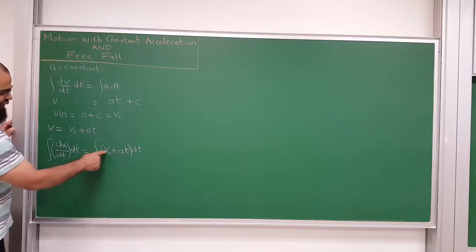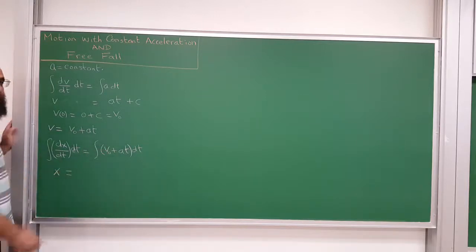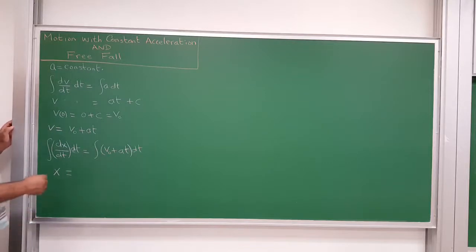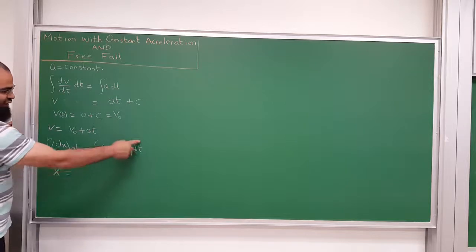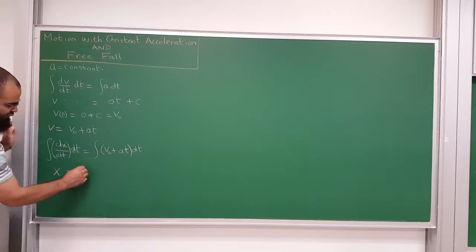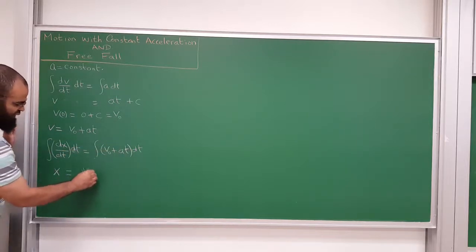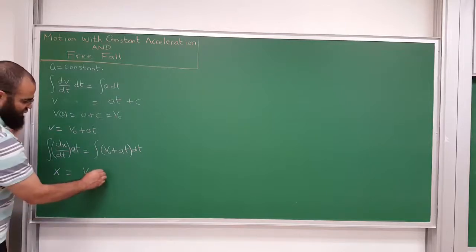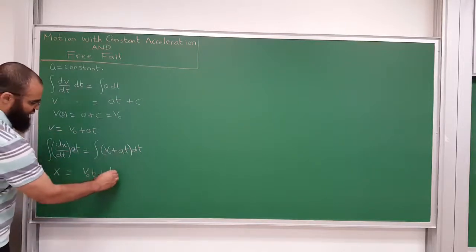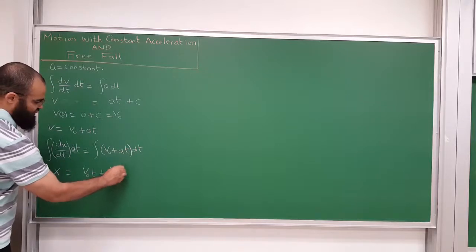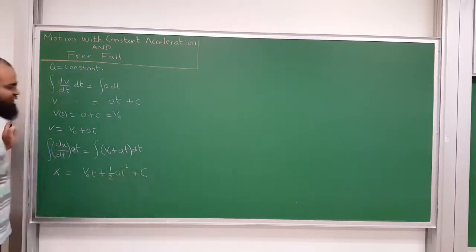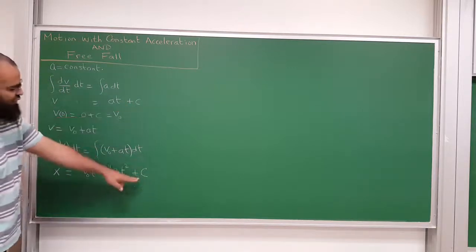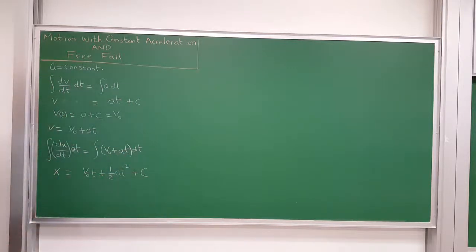Let me integrate this. This is a constant. V initial is some number, right? The initial velocity of the object. So the integral of a constant is just a constant times the integration variable, which is t. So you get v initial times t. And then plus, the integral of at is 1/2 a times t squared plus a constant, some other constant. Maybe c2, another constant. I just give it a simple c. And now what is that constant?